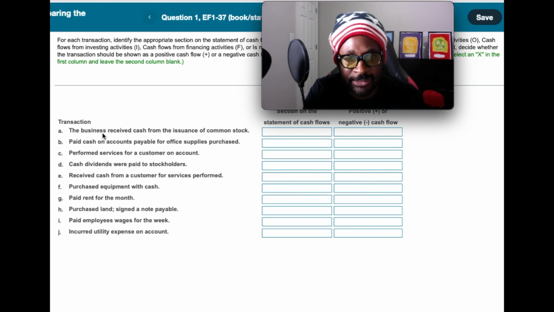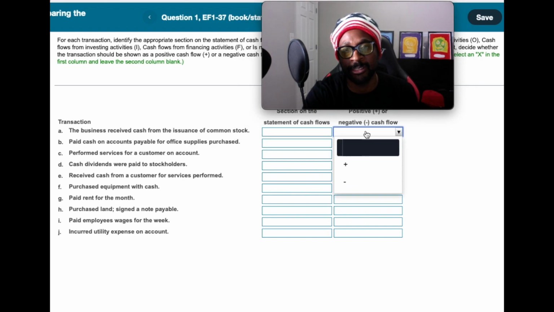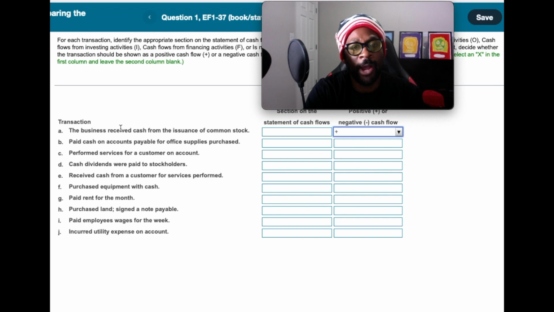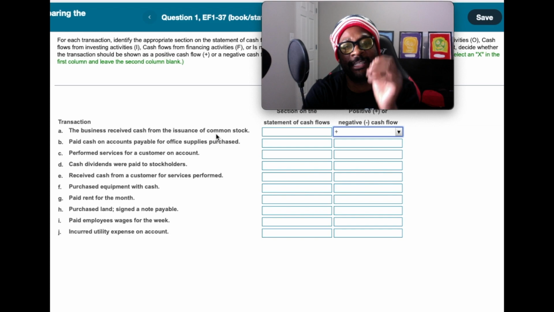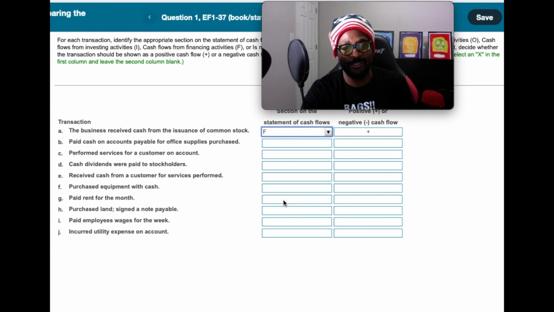A tells us the business received cash from the issuance of common stock. Keywords, receive cash and issue of common stock. So we notice a cash-related activity because we receive cash. The fact that we receive cash means that it's going to be an inflow, so we could go ahead and put the positive number right there. Why did we receive cash? We received cash because we issued common stock. Since common stock is a part of stockholders' equity, that will dictate that this cash-related activity is a financing activity.